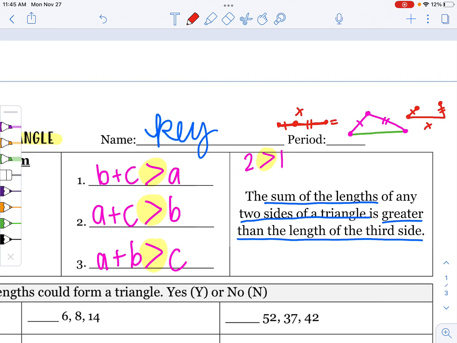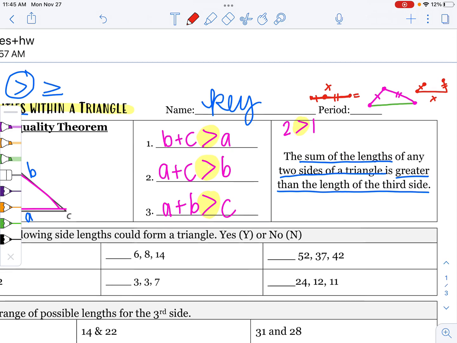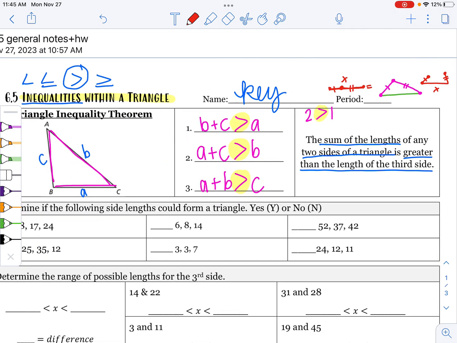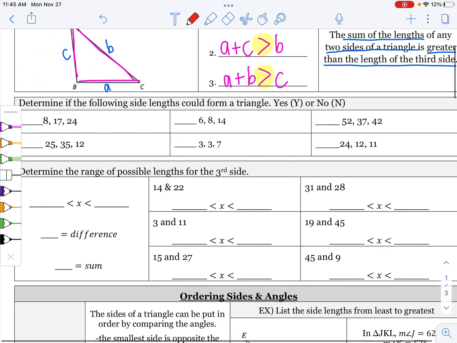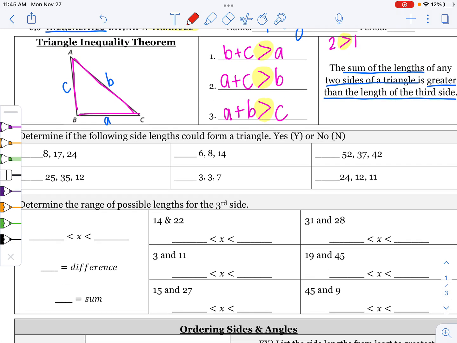So those two have to be greater than the one. That's what I mean when I say cover the spread. We want those two pieces to be longer than that third side. And so we really only have to check the longest side, make sure that the two smaller pieces add up to more than the longest, because if that's true, the others will follow.